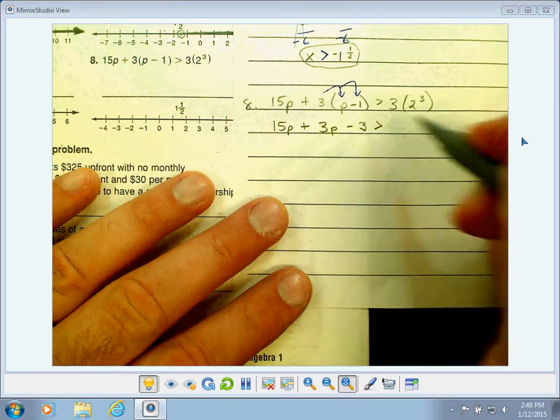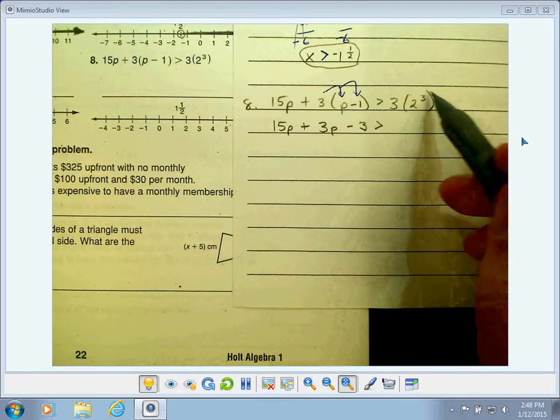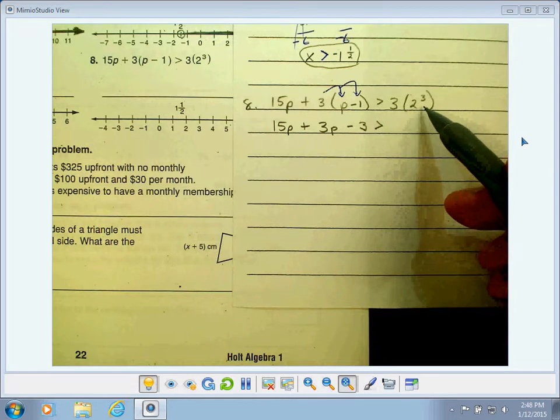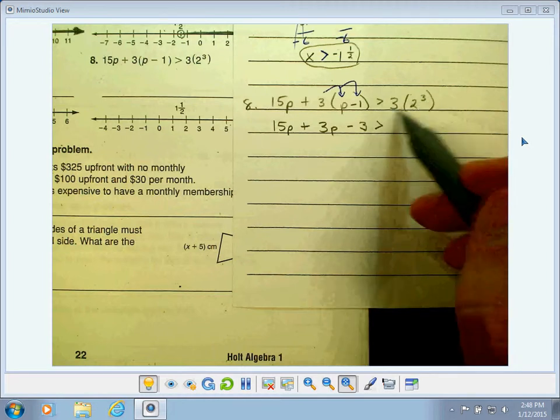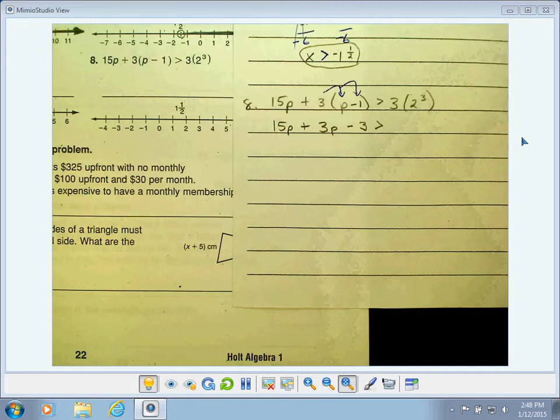greater than. Now on this side, you should know that parentheses come before anything else, but even if the parentheses weren't there, the exponent is the next thing in line, so you're going to do 2 to the third first before you multiply it by this 3 out here. So 2 to the third, that's 2 times 2 times 2. So 2 times 2 is 4, times 2 again is 8. So this is 8.